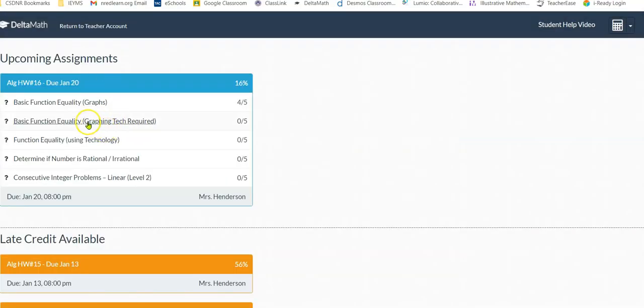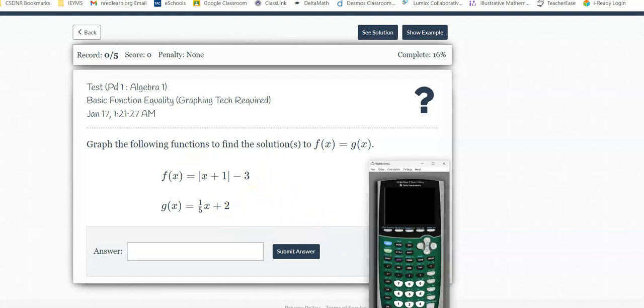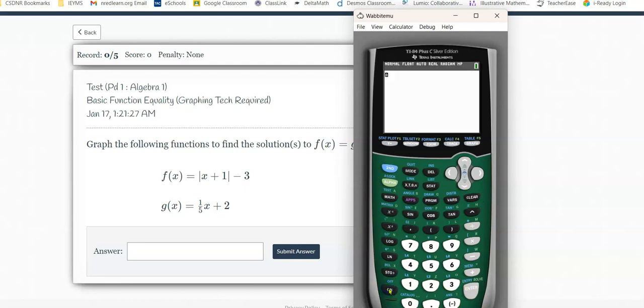All right, let's take a look at this one, which requires graphing technology. So let's see. Oh man, they did not show us the graph. So what we're going to do is turn our graphing calculator on. We're going to press the y equals button.